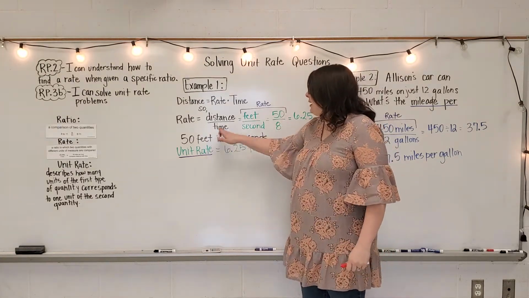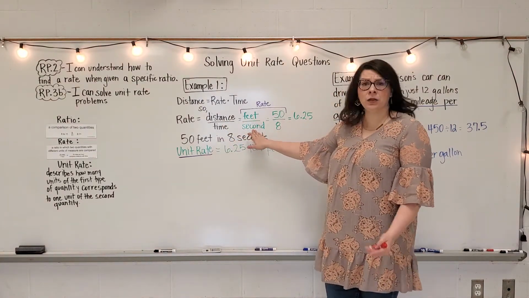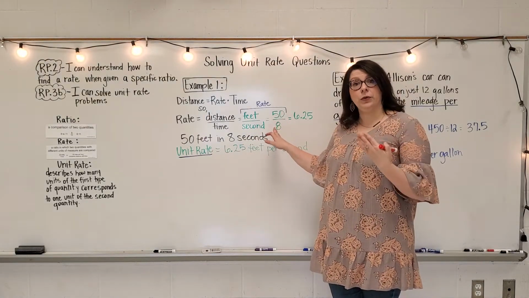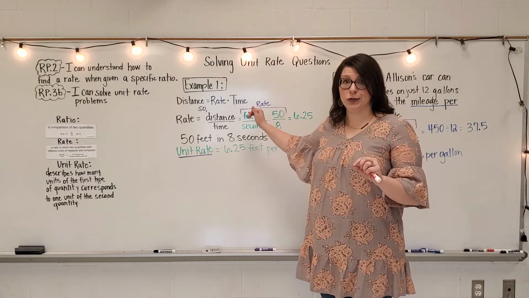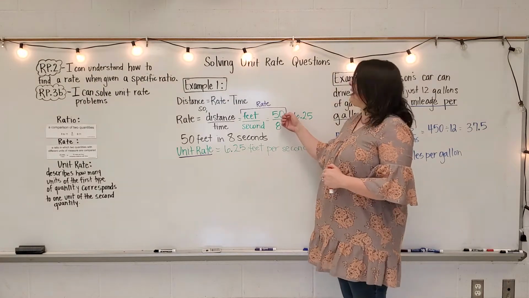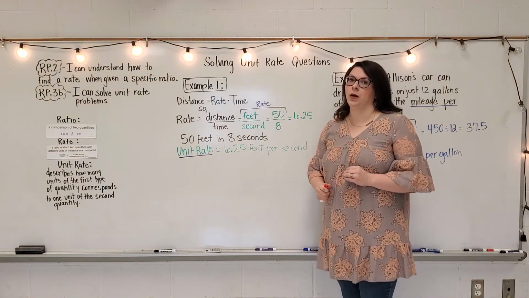So I have my distance is feet, my time is seconds. And then I look back at my problem and it's 50 feet and 8 seconds. Now, if you will notice, I look at the unit first and then plug in the correct number. Because if I put 8 as my numerator and 50 as my denominator, it would change the value, all right?